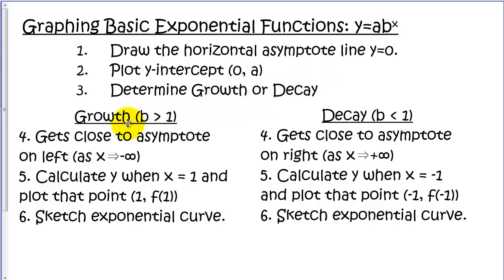Now that tells us if it's growth, we want to get close to the asymptote on the left side. If it's decay, we get close to the asymptote on the right side of the graph. And then we're going to calculate a second point. If it's growth, we will use the value x equals 1. And if it's decay, we'll use the value x equals negative 1. Now remember, if you pick an x value to find the y value, we just plug it into our function. We'll plot that second point, and then we'll sketch the shape of the curve in our exponential shape. So let's look at a couple examples here.